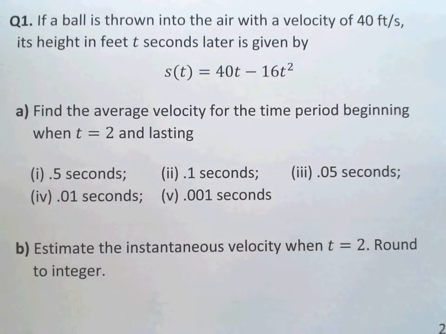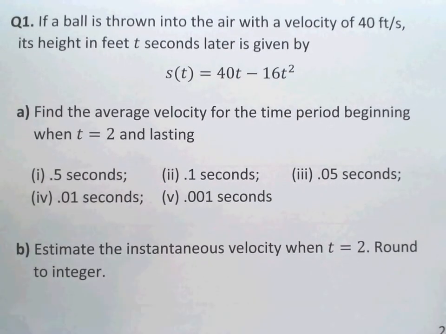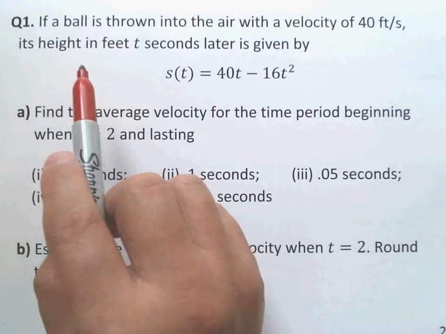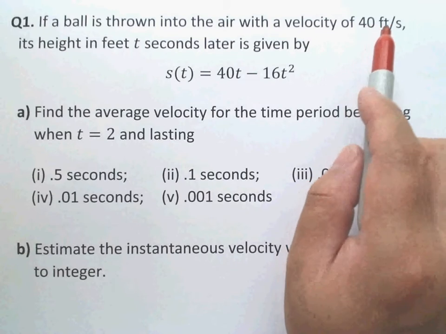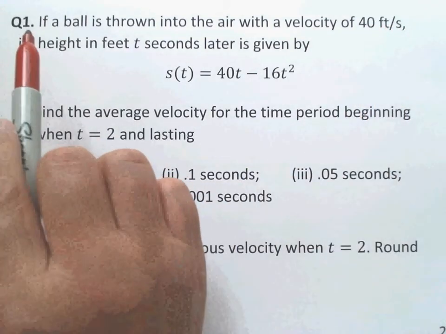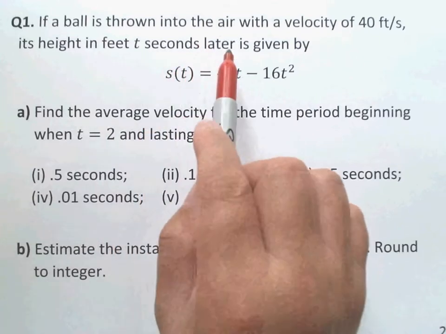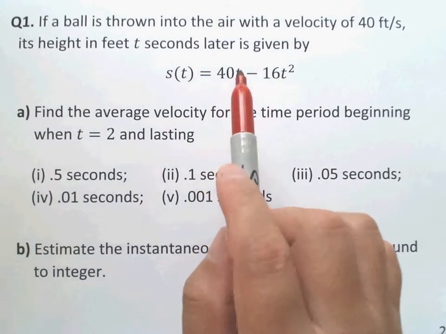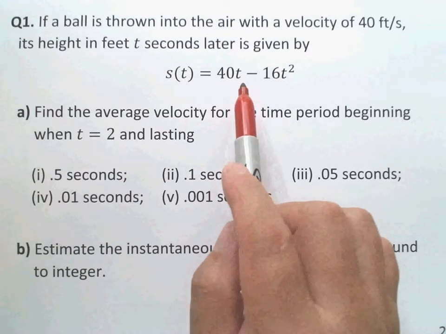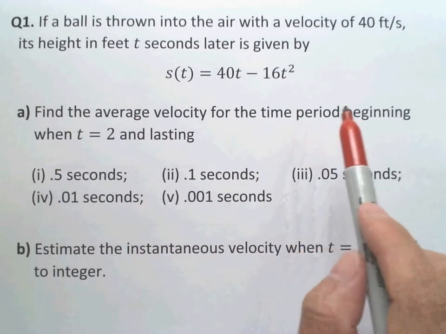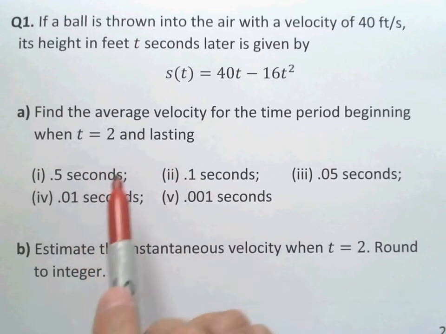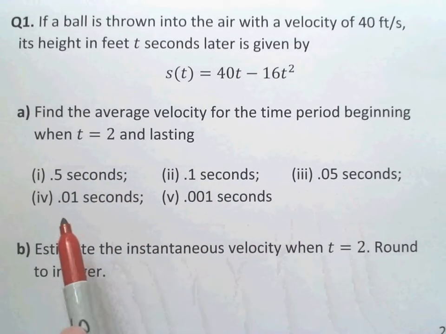So here's the question. Let me show it so you can see all of it. If a ball is thrown into the air with a velocity of 40 feet per second, its height in feet t seconds later is given by this formula. This is the distance function, or position function. We have two questions. The first is to find the average velocity for the time period beginning when t equals 2 and lasting 0.5, or 0.1, or 0.05, or 0.01.